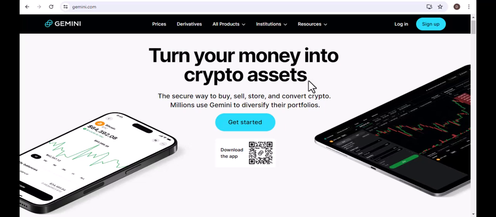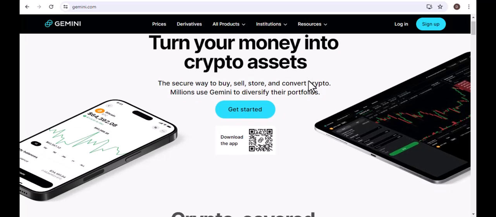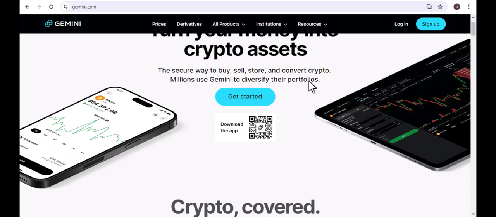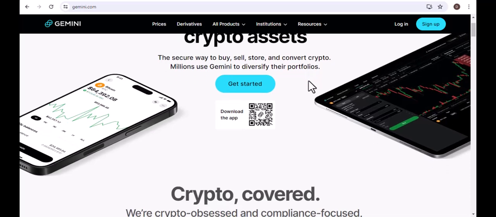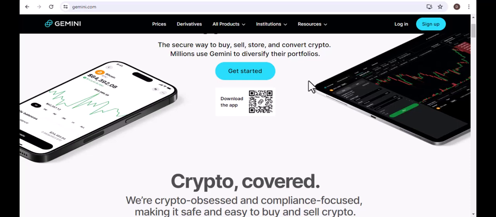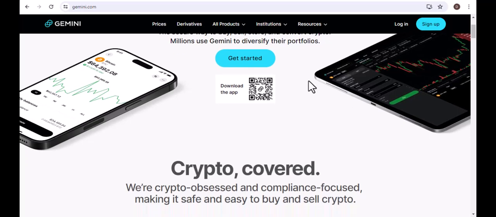Have you ever found yourself navigating the world of cryptocurrency only to feel like you're trying to read a stock ticker with a blindfold on? Do you look at complex trading charts and think, there has to be a better way to make informed decisions and execute trades with precision?